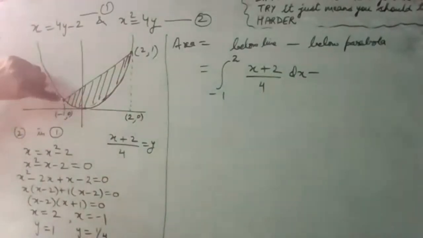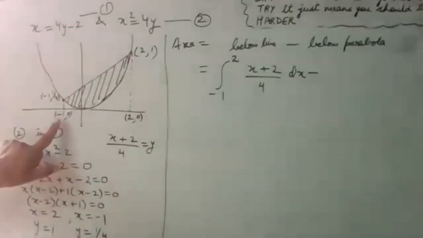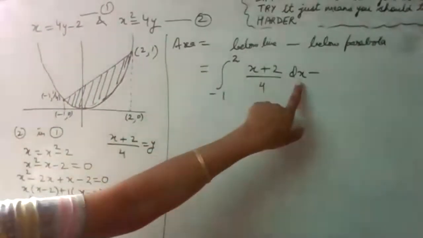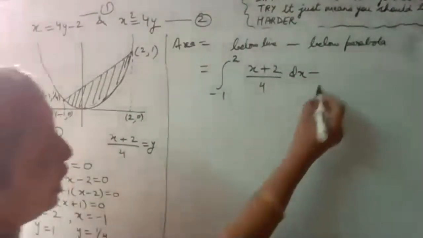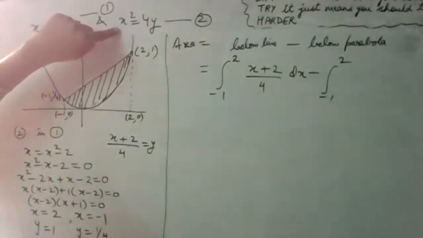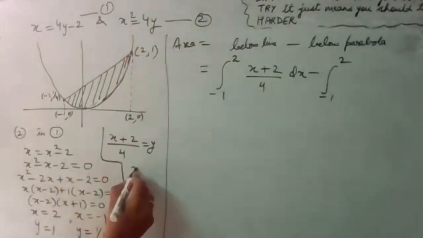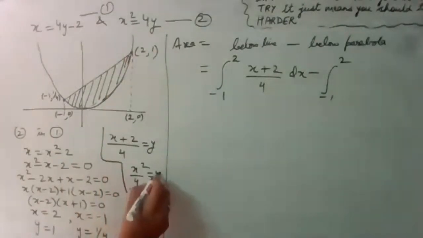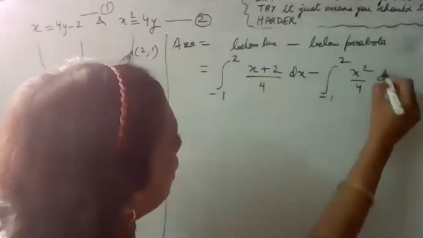Next we have the parabola. Parabola also, if we look here, it is moving from minus 1 to 2. Again, we will always take the limits of x since we are integrating with respect to x. So minus 1 to 2 again. And equation of parabola will be used in terms of x. So the value of y is x square by 4 dx.